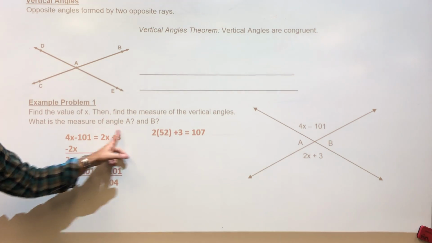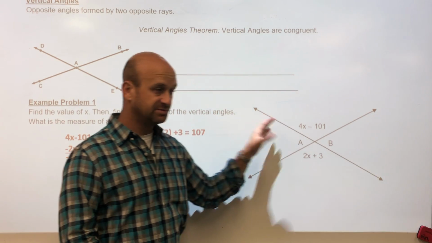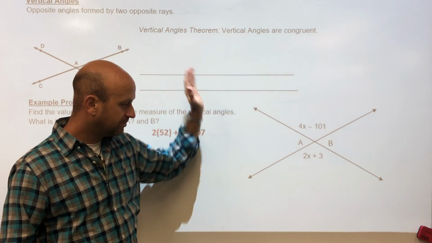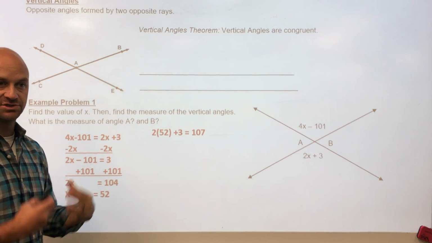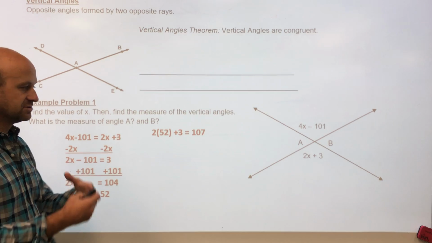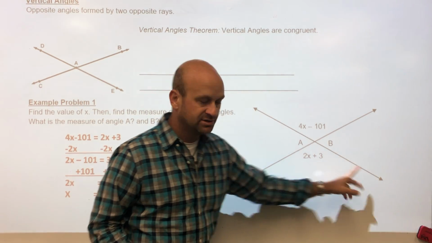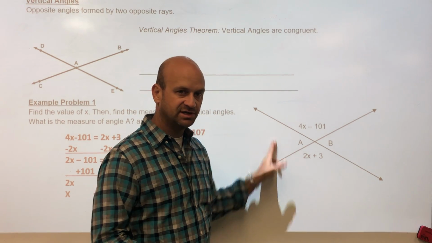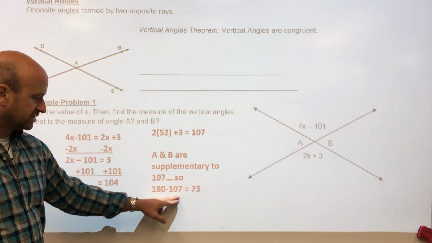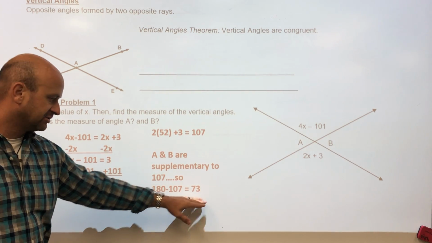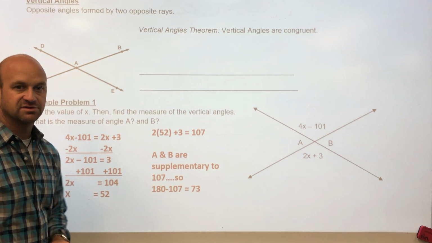Right? Now they want you to find the measure of angle A and angle B. Well, A and B are congruent because they're vertical angles. But what we talked about a second ago is that we have these angles called straight angles. And these are angles that add up to 180 degrees. So anytime you have a straight line, those angles are going to add up to 180. Okay? So if this is 107, we're going to subtract it from 180 and get 73. And that's going to bring us to a further topic coming up.